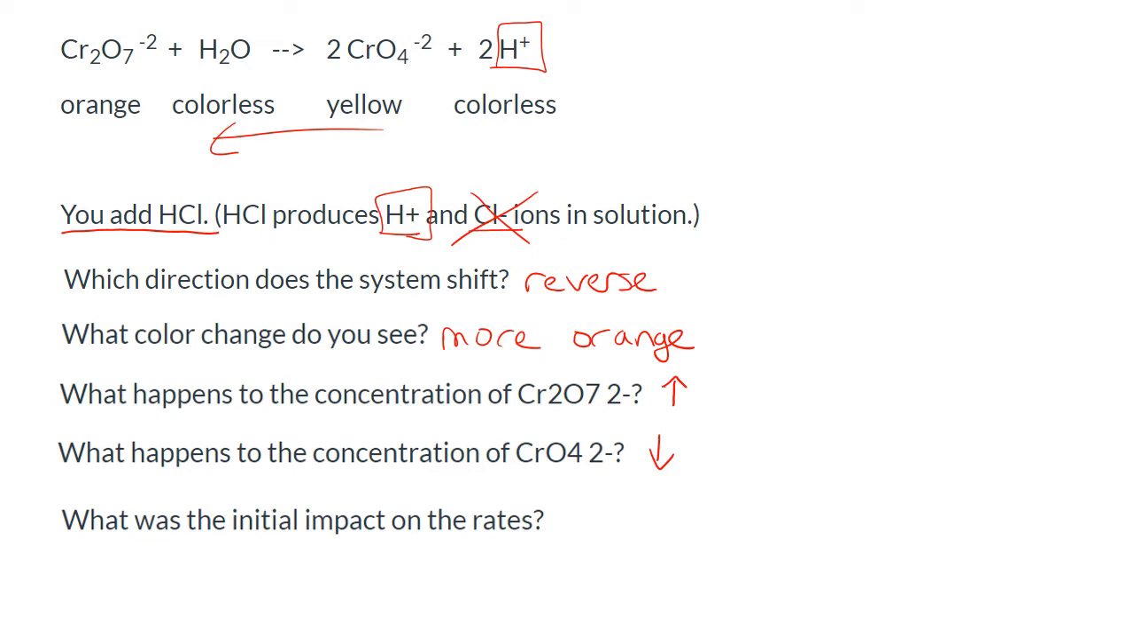And the initial impact on the rates: because we added a product, the reverse reaction, which is using it, is going to speed up. The forward reaction is not immediately impacted because we didn't do anything to the reactants that the forward reaction is using.